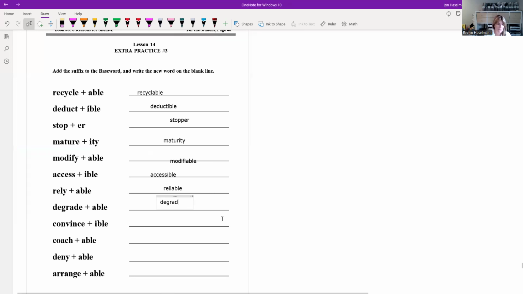Degradable, D-E-G-R-A-D-A-B-L-E, that's a drop rule. Convincible. Coachable. Deniable will be a change rule. And arrangeable is going to be a tricky one because we do have to keep our E, because the only reason for the silent E in the word arrangeable is to make the G say J, and if we dropped it, it would say arrangable. So that's one where we are going to keep it.